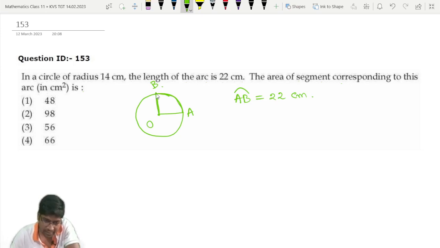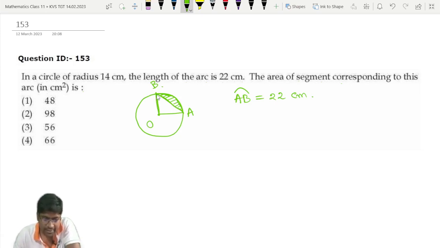For finding the segment, what we have to do? We have to join AB. Now we have joined AB, and this is the segment. This is the area of the segment, so this area we have to find. Now how to find this area?